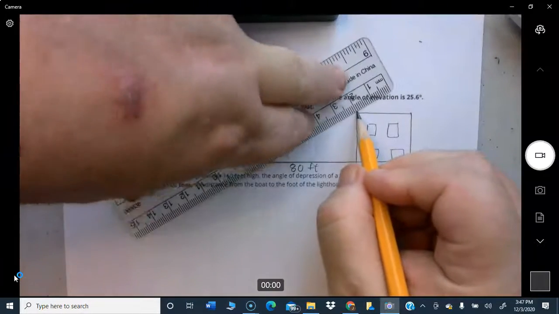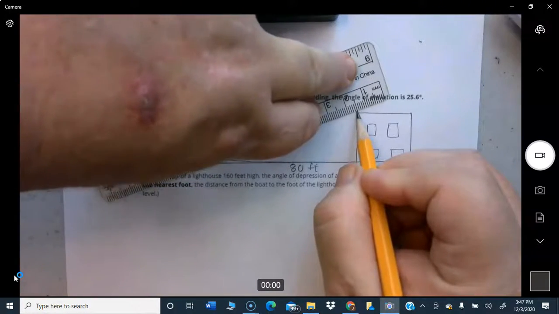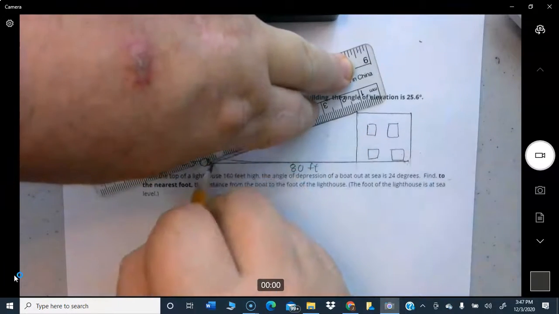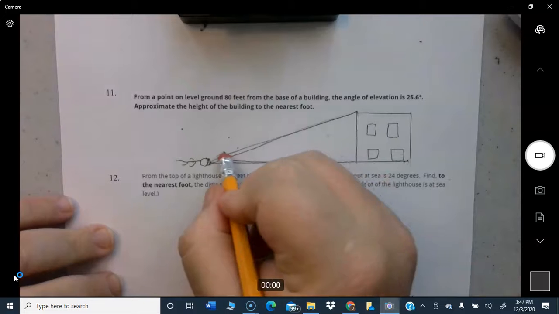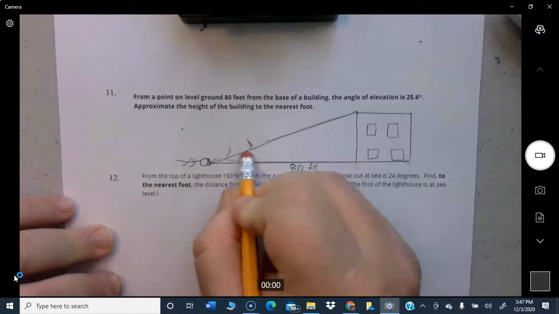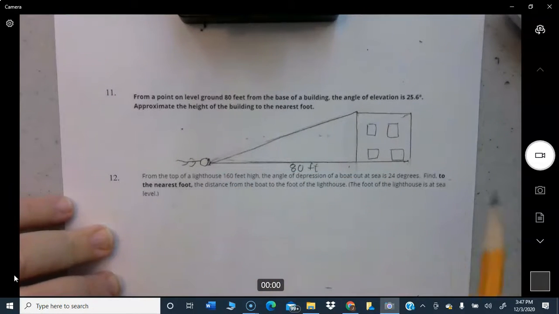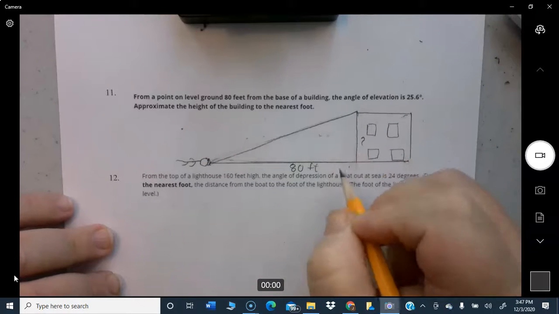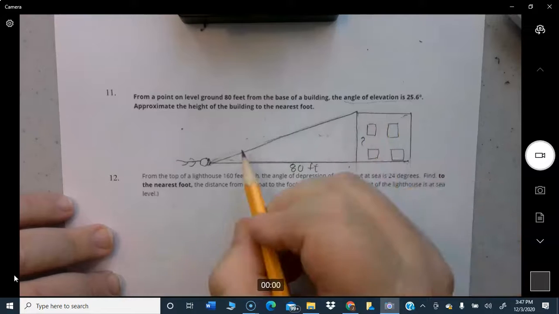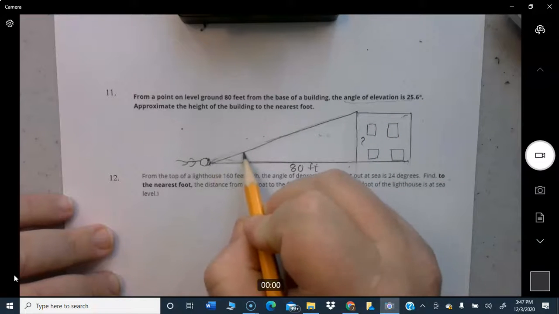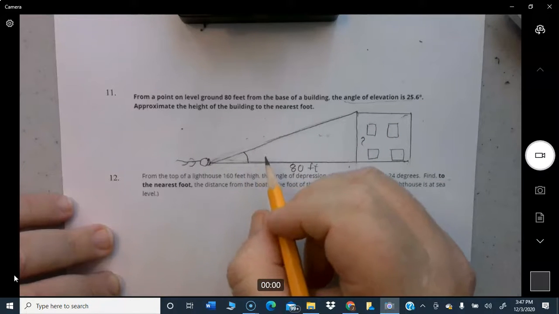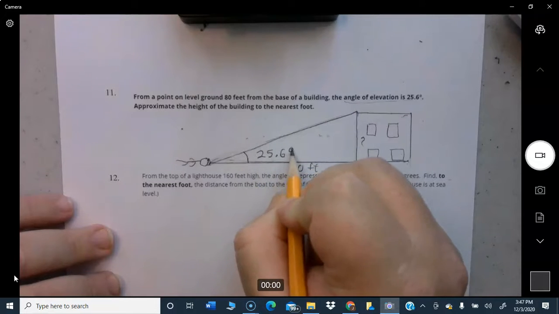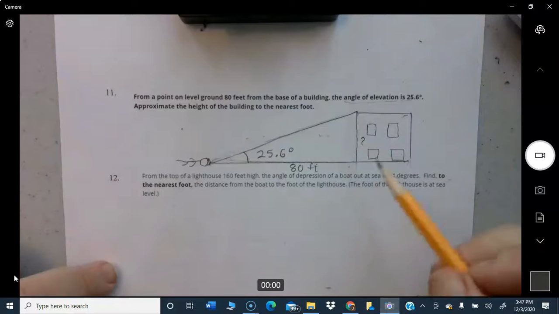So I'm going to draw that from your eye level right there on the ground to the top of that building. Okay, so there it is. So what you've done is you've created a triangle. And what you want to know is this height right here, that distance. An angle of elevation, so what is that? That means as you're looking, your eye level is right on the ground. You're looking here. That's 25.6 degrees.